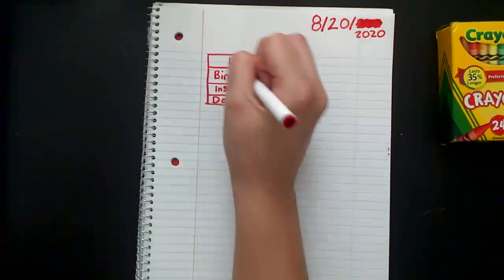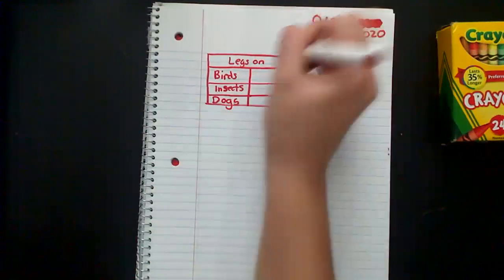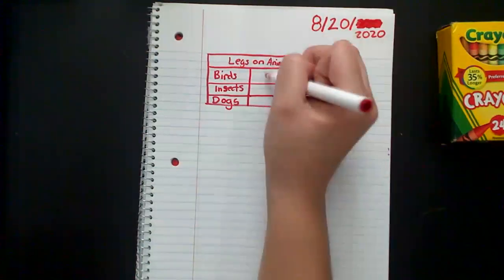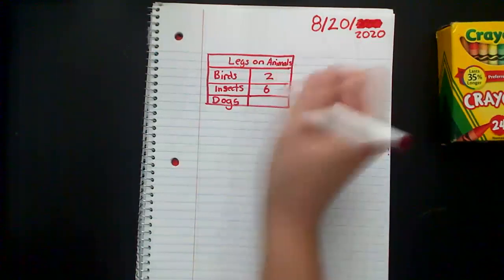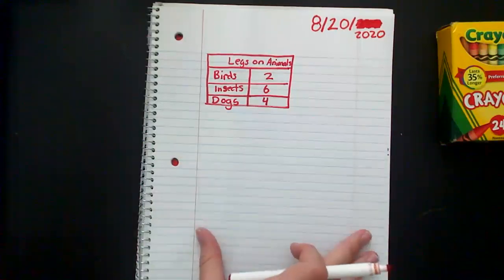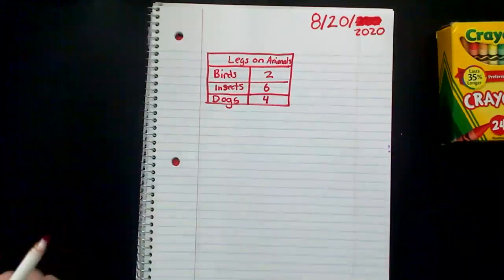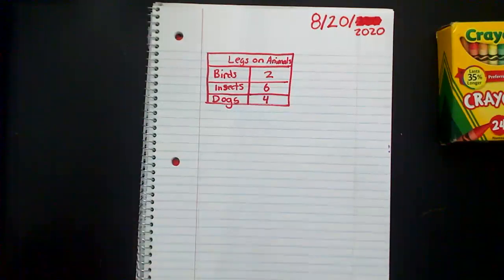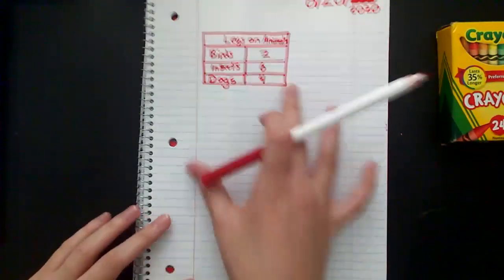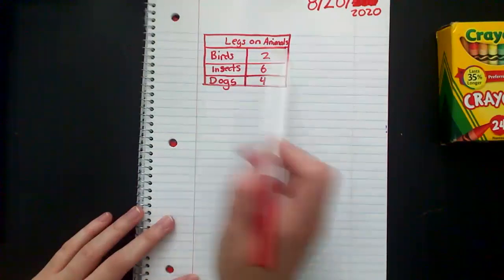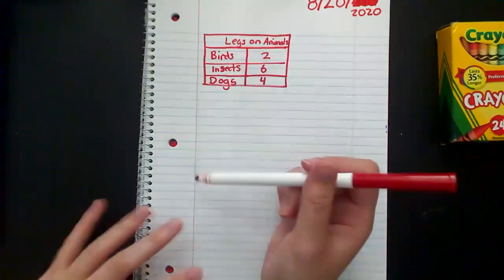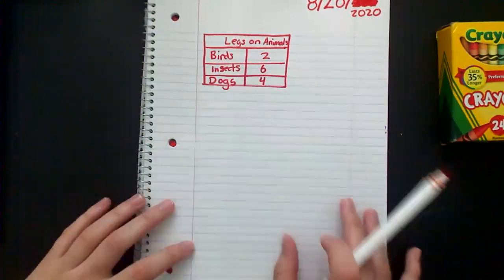Okay, and they had a little table like this, and it was how many legs on each animal. So, legs on animals. Okay, so we know that birds have 2, insects have 6, and dogs have 4. So they gave us a table like this, and then we had to create a bar graph that showed the same information just in another way. So we are going to now create our bar graph. Now, when you're doing this assignment, you don't have to redo the table right here unless you want to. I'm just putting it there as a guide for myself, so that I can refer back to it when I'm creating my bar graph.